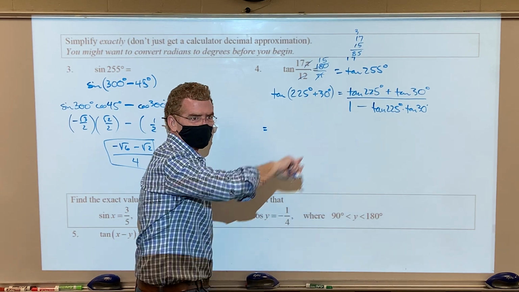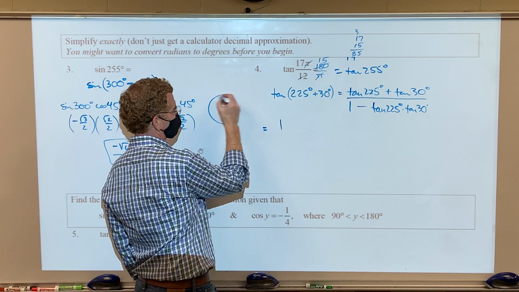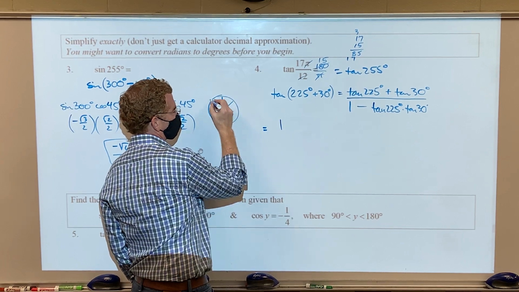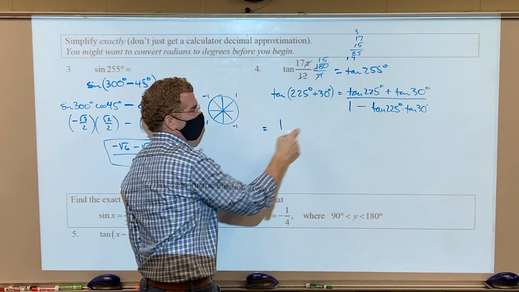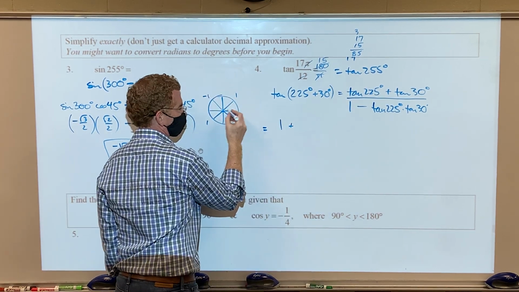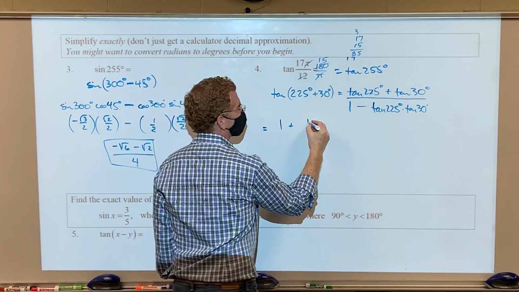Tangent of 225 degrees? Positive 1. And hopefully you have those memorized, right? All the 45, 135, 225: 1, 1, negative 1, right? And then what's the tangent of 30? Those are the low-lying ones. Remember what they are if you memorized them? Root 3 over 3.